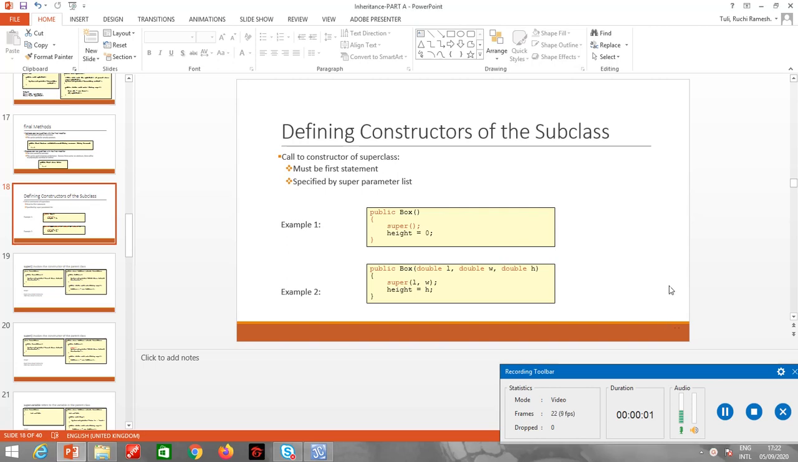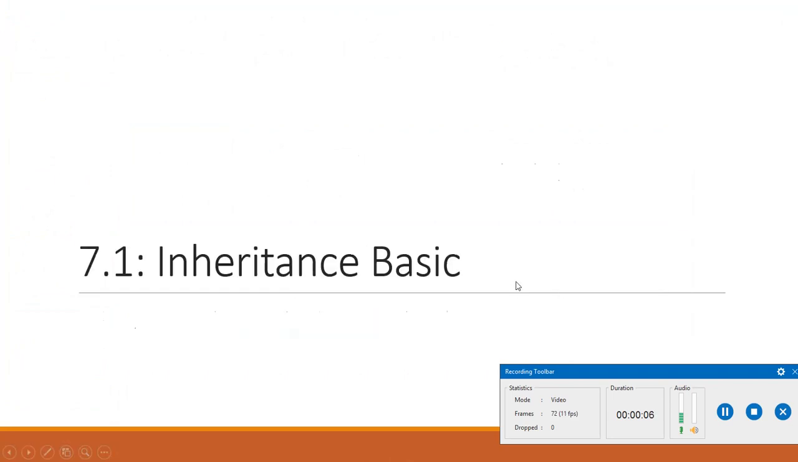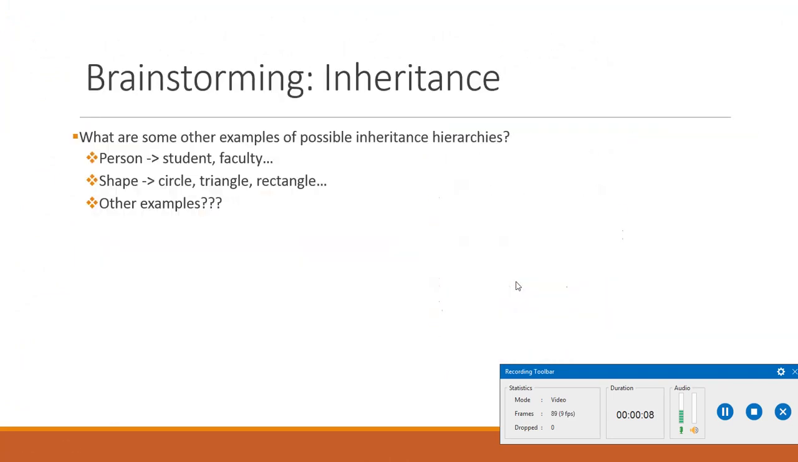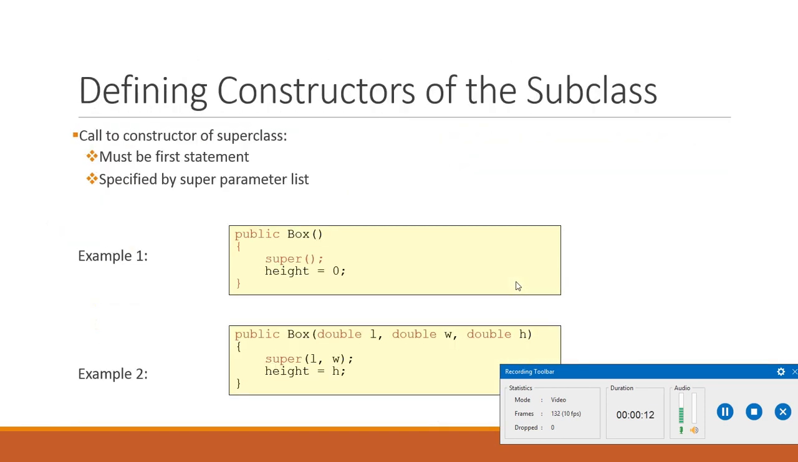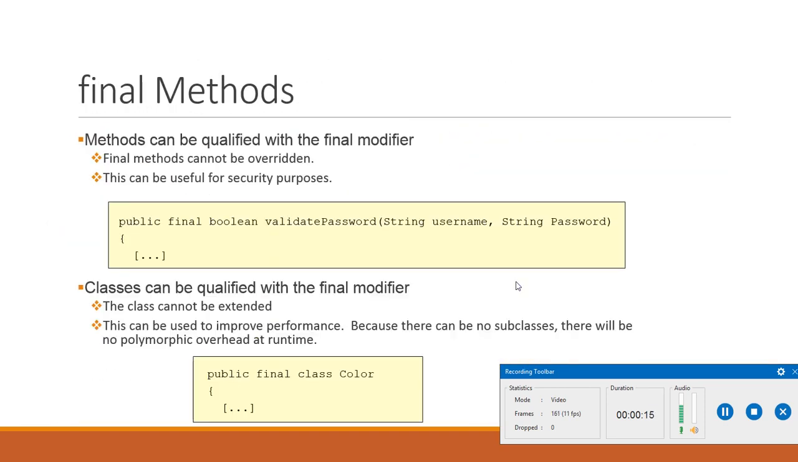So, good morning everyone. We continue with our lecture. In the last class, we started with an introduction to inheritance, and then we talked about inheritance, how to create a program using inheritance. Then we talked about method overriding, and in the last we talked about final methods.